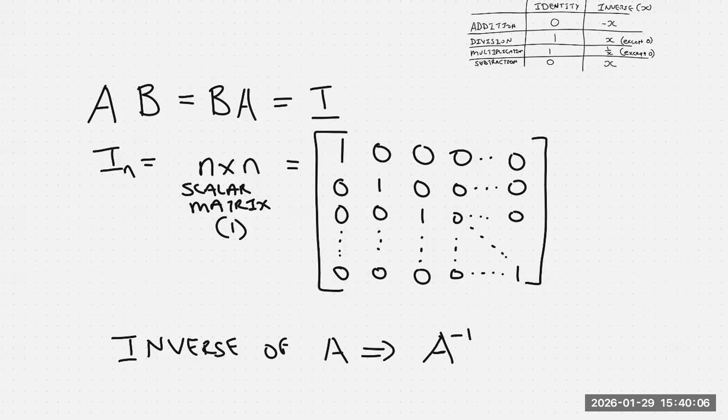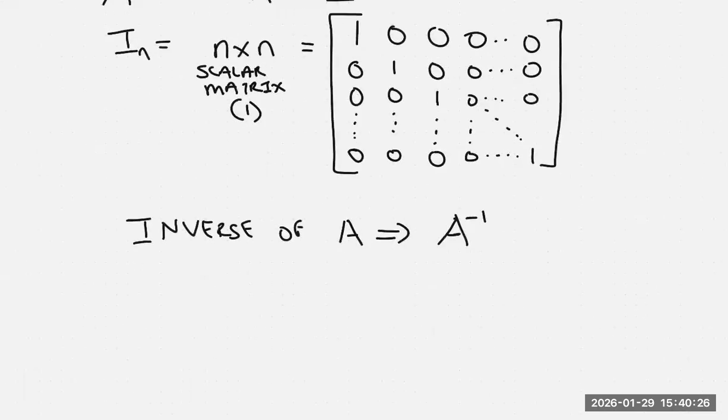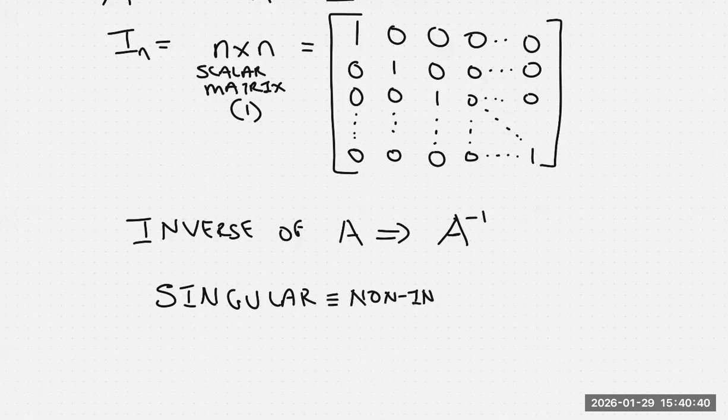So if it has an inverse, it's called non-invertible. If it has an inverse, it's called invertible or non-singular. Boy, I always mix up those two. If it does not have an inverse, it's called non-invertible or what? Singular. There you go. No inverse, it's singular. So singular, which is the same as non-invertible, means no inverse.